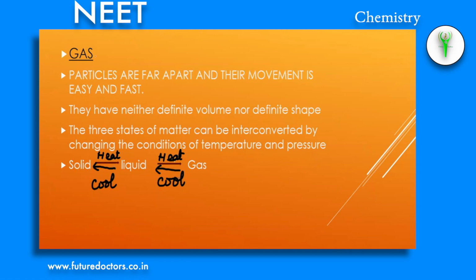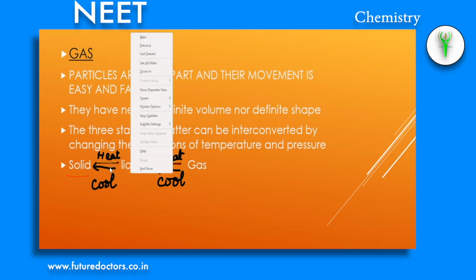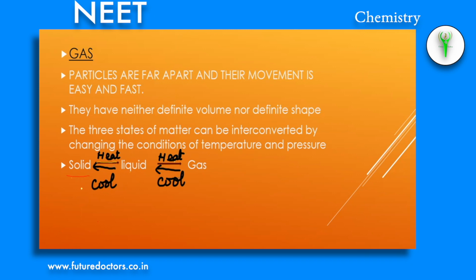The three states of matter can be interconverted from one state to another by changing the temperature or pressure or both. Solid can be converted into a liquid by heating. The liquid, on further heating, is converted into vapor or gas. In the reverse, when vapor or gas is cooled, it condenses into a liquid. The liquid on cooling is converted into a solid. So these are the three states of matter.